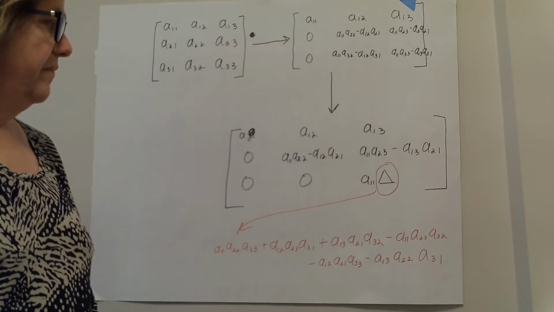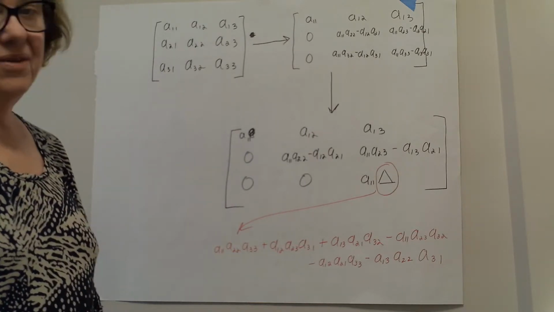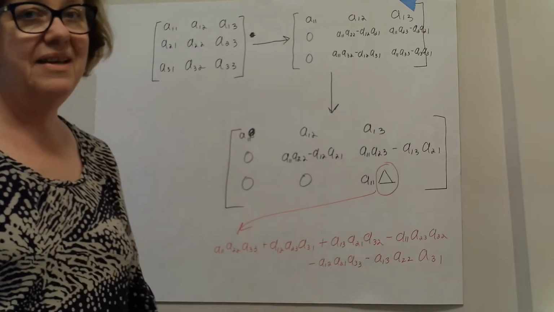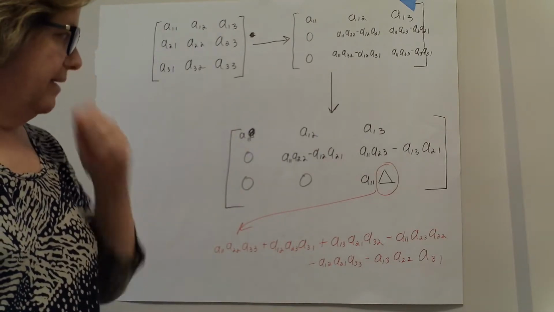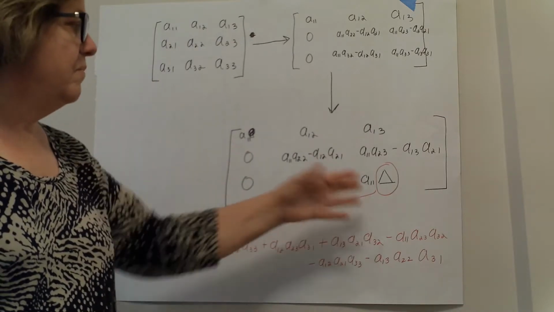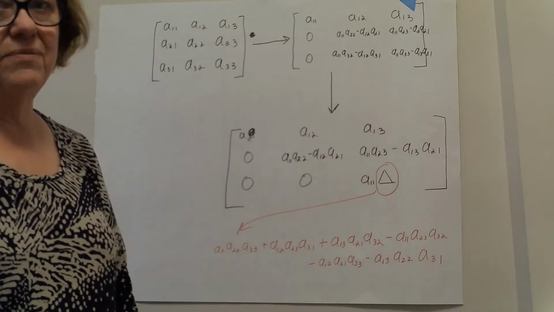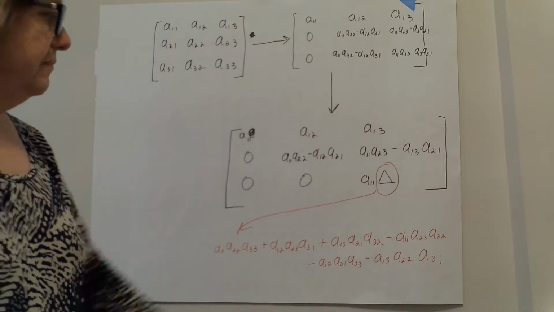So obviously, if we had a 4 by 4, it's going to get really tedious. But at least you can see that this is where this comes from. It has to do with that last pivot.